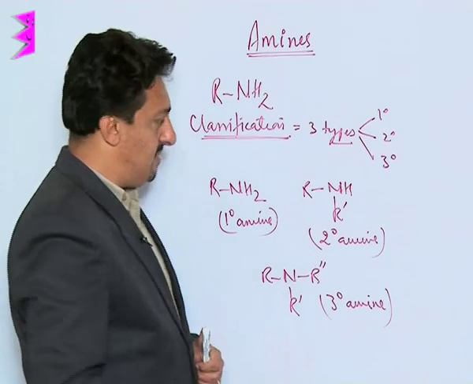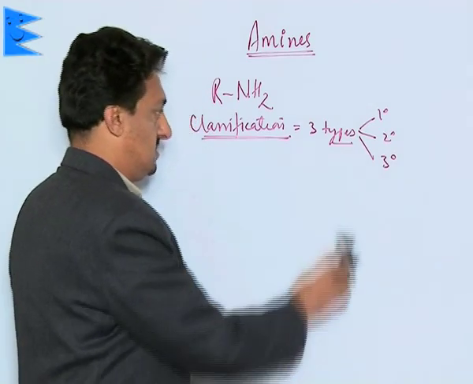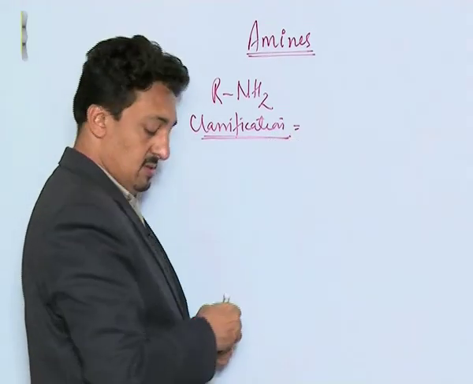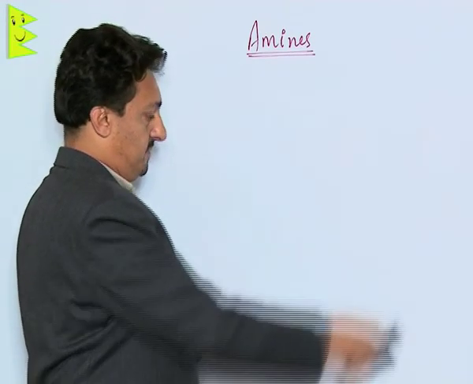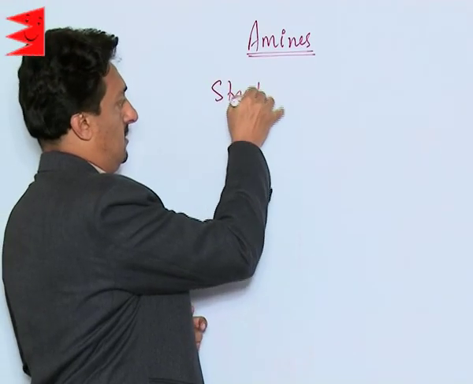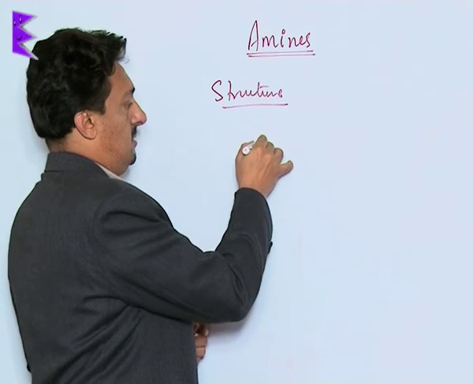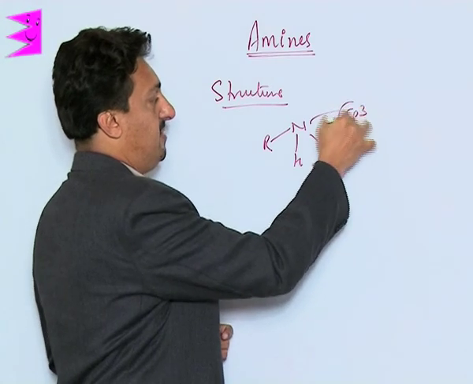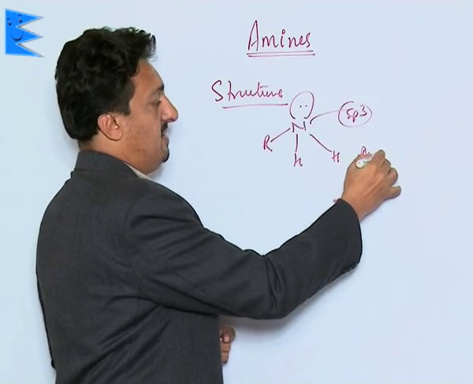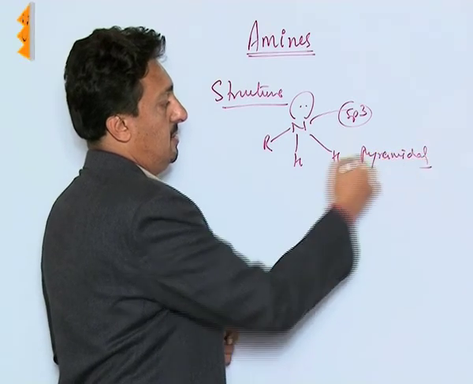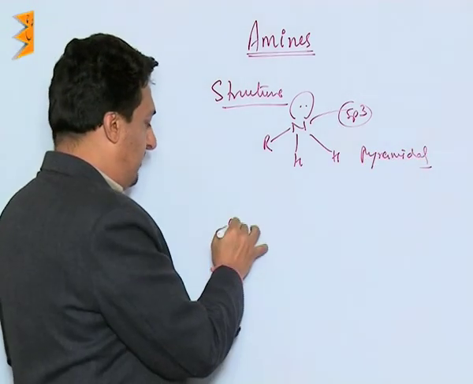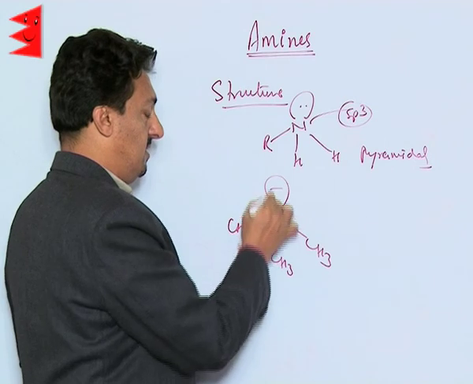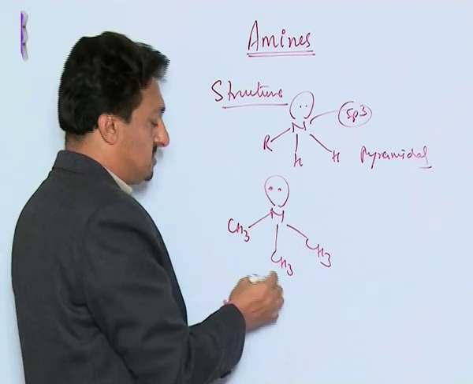Now, in the case of tertiary amines, let me explain their structure, or let's take any of the amines and look at their structure first. This nitrogen is sp3 hybridized, so all of these have a pyramidal structure. If we talk about an amine which has three methyl groups attached to the nitrogen, this is the lone pair I am talking about, which the nitrogen has.